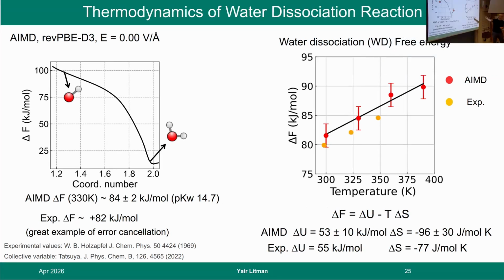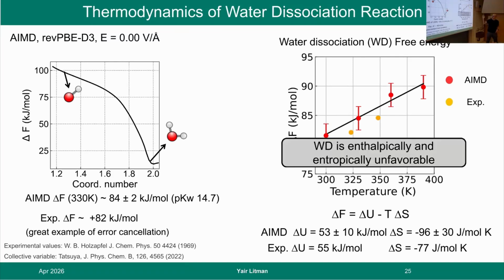So here I can repeat the calculation and get again the free energy for the dissociation of water as a function of temperature. In red, I show you the ab initio molecular dynamics, and in orange, the experiments, that are largely in agreement. Again, cancellation of errors, but the trend is robust. So I was quite happy. This was without field. This basically validated my setup, and I said, okay, now comes the fun part.